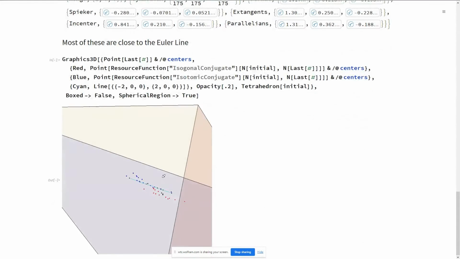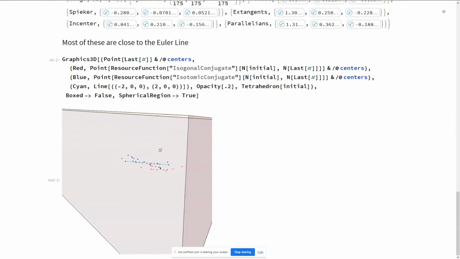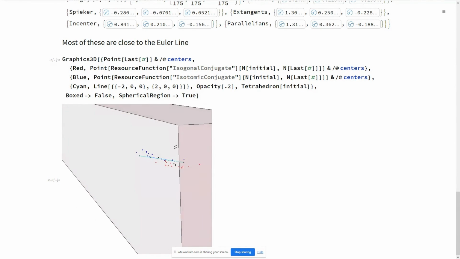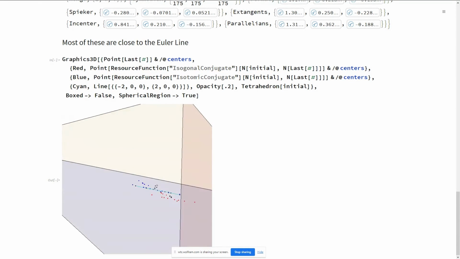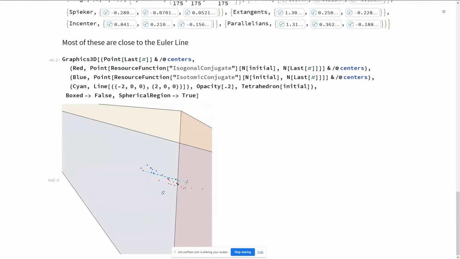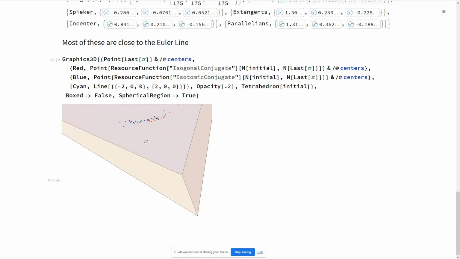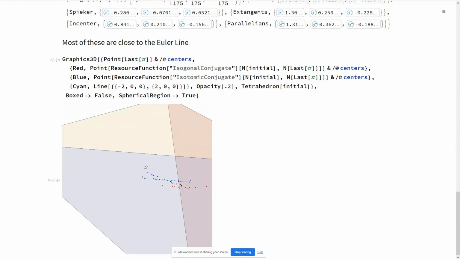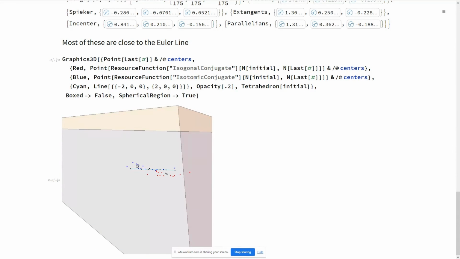And here's a map of them here. At the center, which is somewhat hard to see, you've got a cyan line, which is the Euler line, and many points are on that. I also give the isogonal conjugates and isotomic conjugates of the points. There are a few points off, but most of them are very near the Euler line. So one thing I hope to do is come up with new important tetrahedral points that are off the Euler line.